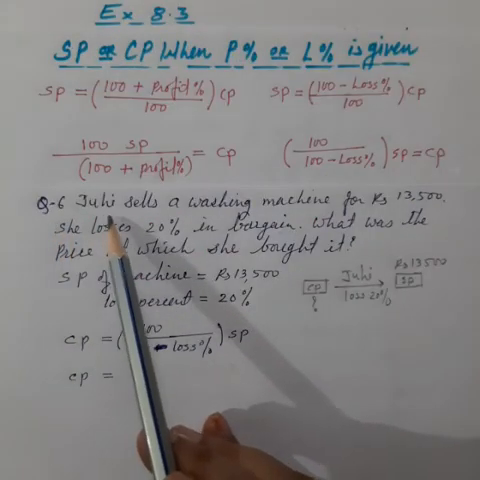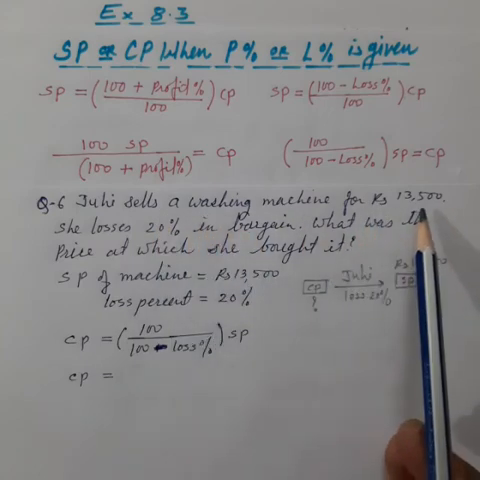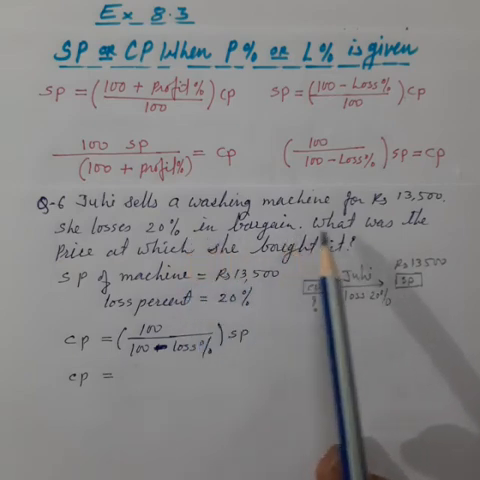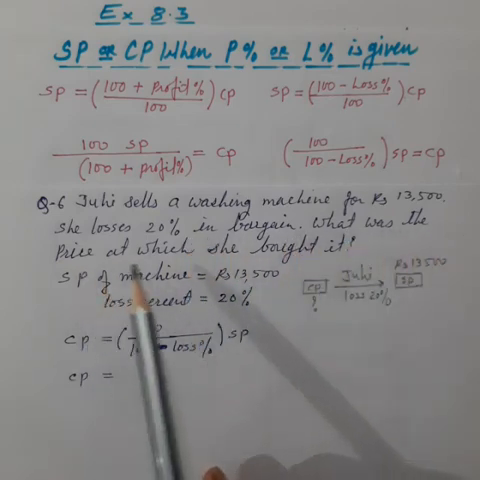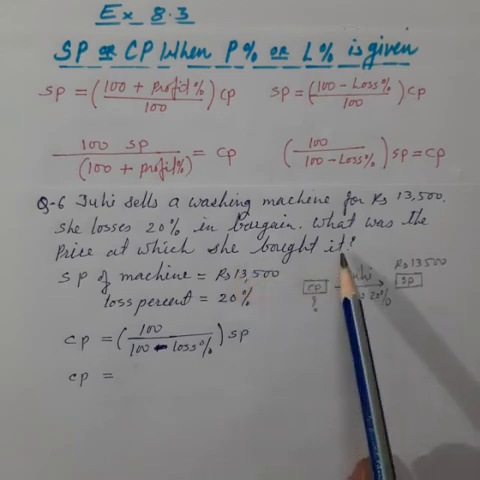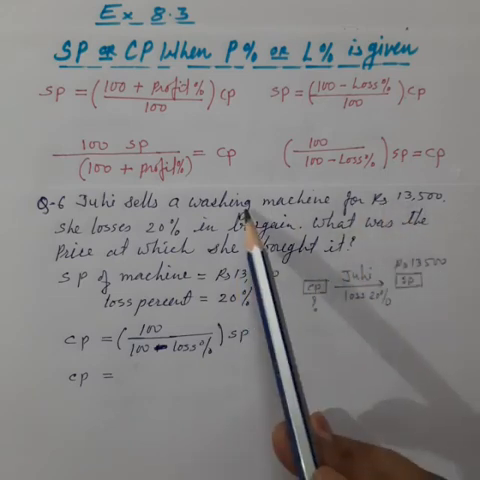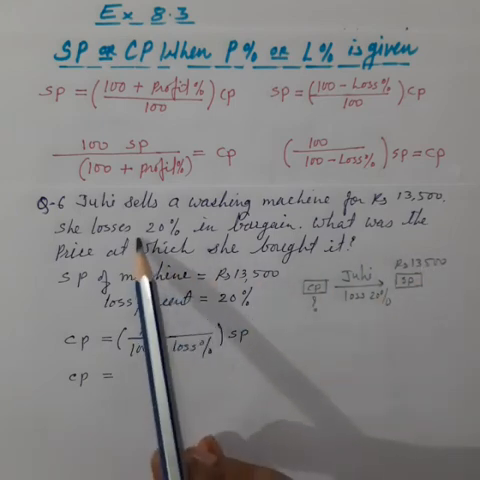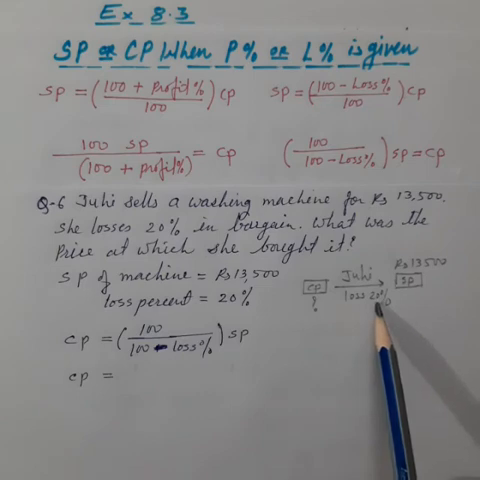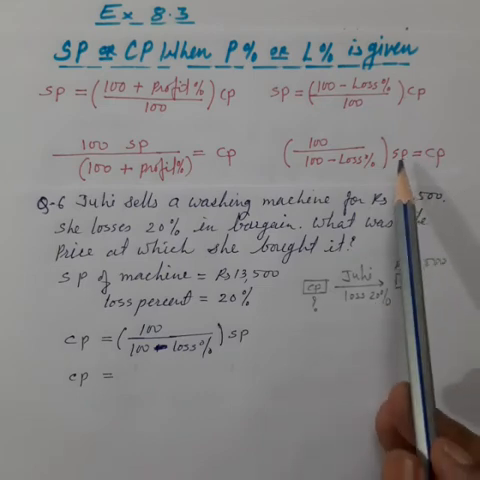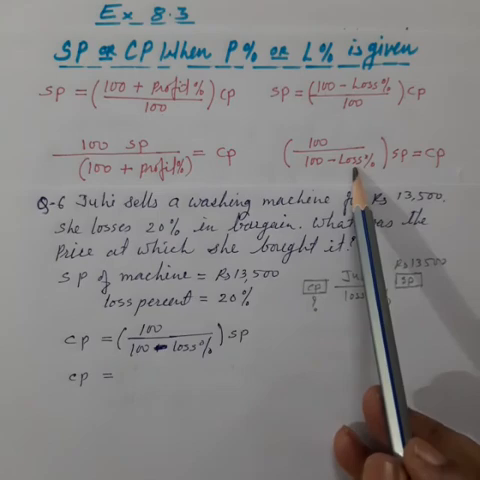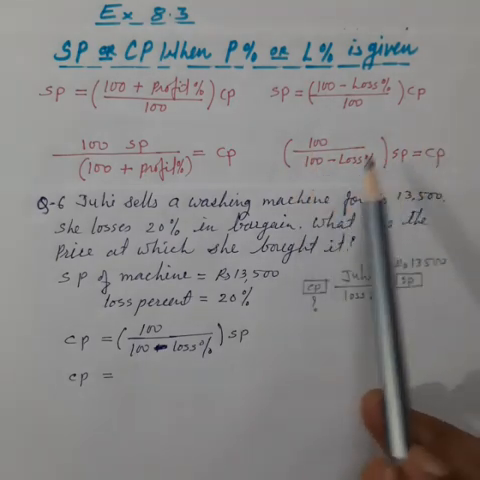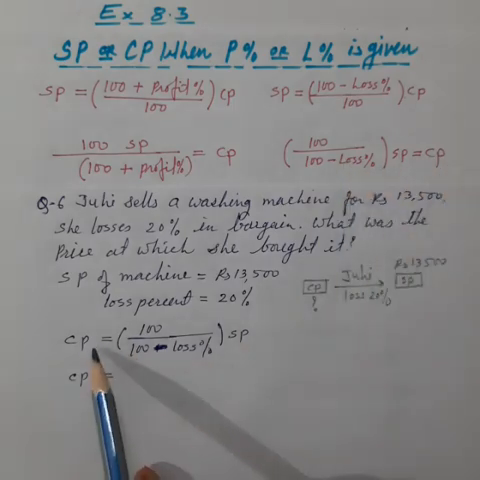Question 6. Juhi sells a washing machine for rupees 13,500 and she loses 20% in bargaining. What was the price at which she bought it? Here the selling price of the washing machine is given, rupees 13,500, and the loss percent is given, 20%. So when selling price and loss percent are given, to find cost price we have this formula. Interchange the sides, we will get this formula.